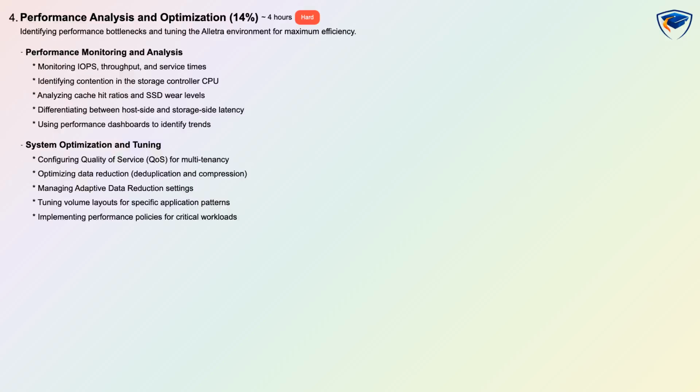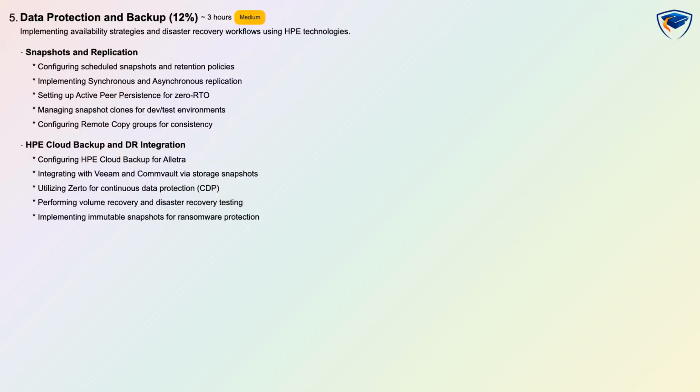System optimization topics include configuring quality of service for multi-tenancy, optimizing data reduction through deduplication and compression, managing adaptive data reduction settings, tuning volume layouts for specific application patterns, and implementing performance policies for critical workloads. Data protection and backup is 12% and rated medium difficulty.